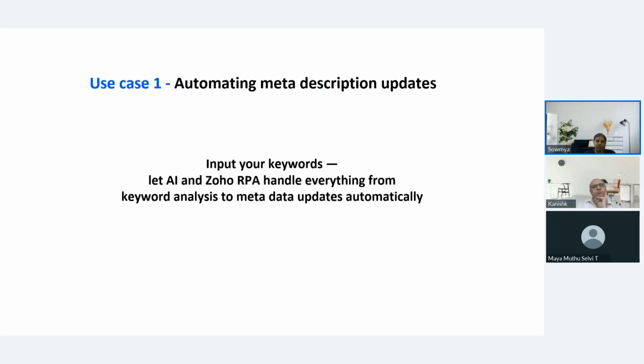Today, we will see two use cases. One is the on-page SEO automation where the user can input keywords, and the second one is automating blog content generation and publishing.